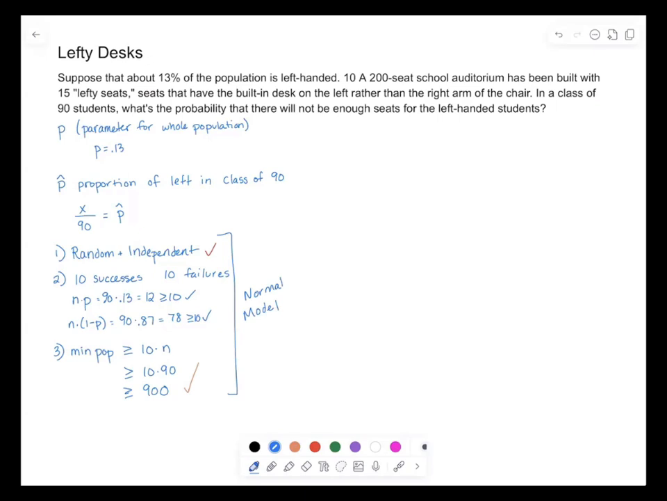Now, we're not always going to draw this, but I think it's really helpful at the beginning to draw our normal distribution curve to think about what's going on. So here's my normal curve. And right in the middle, how many left-handed students do I think are going to show up in this class? I'm guessing it's going to be 13%. I'm guessing it's going to match the general population.